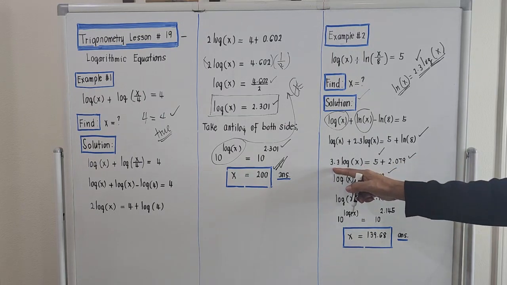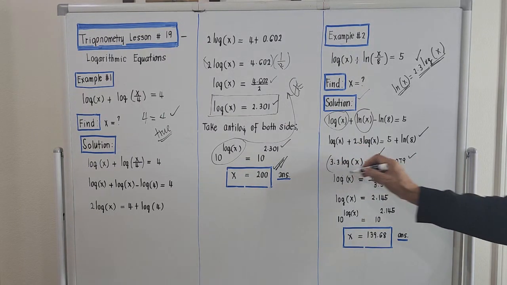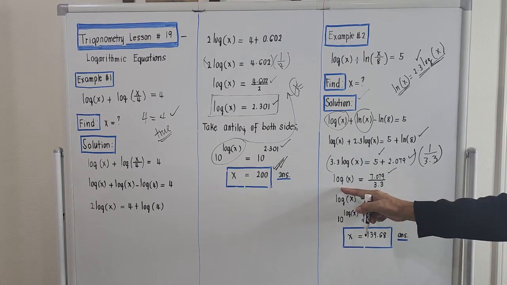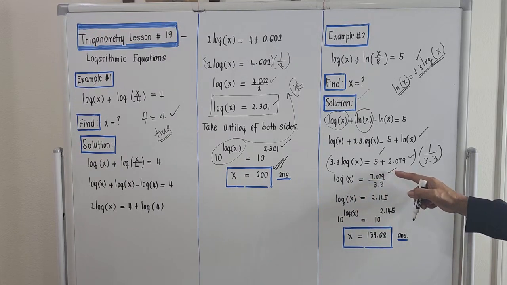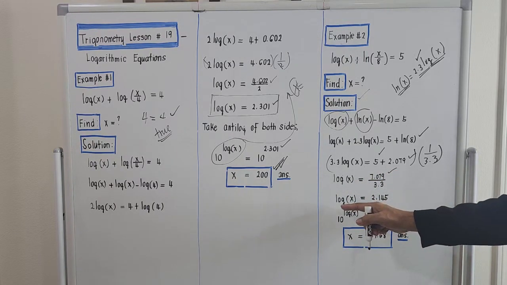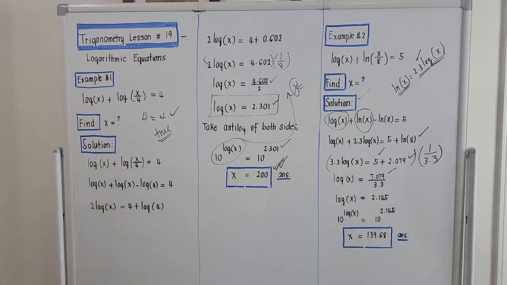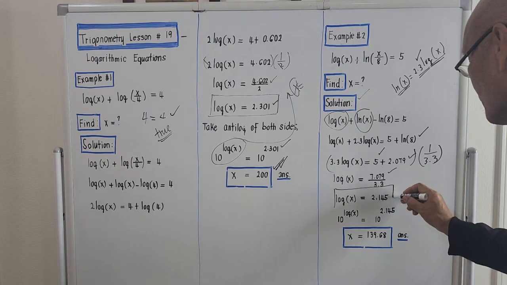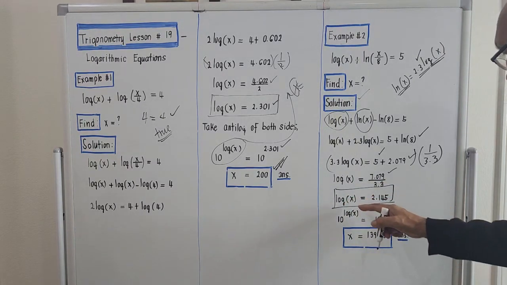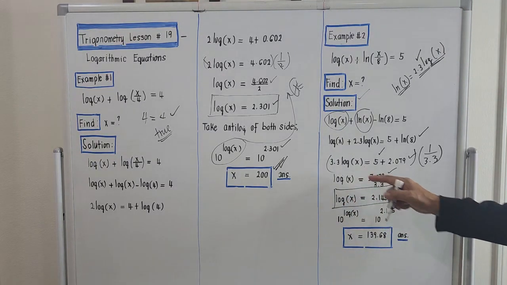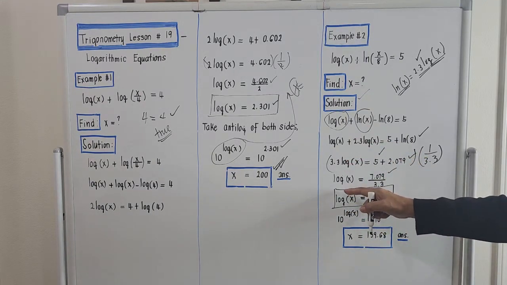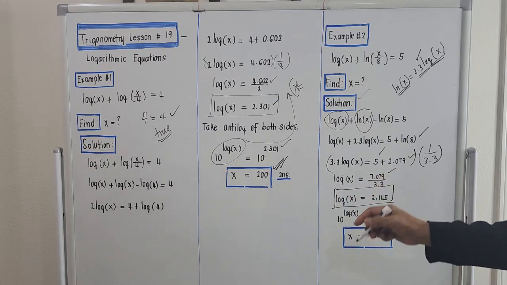There is a 3.3 over here, so we will multiply this by 1 over 3.3. So it will now simply be log of x equal to 7.079 over 3.3. Log of x will be 2.145. This is now the resulting equation after the simplification, but this is not the value of x. This is log of x. So to compute for x without the log sign, we must eliminate the log sign, and we must take the antilog.